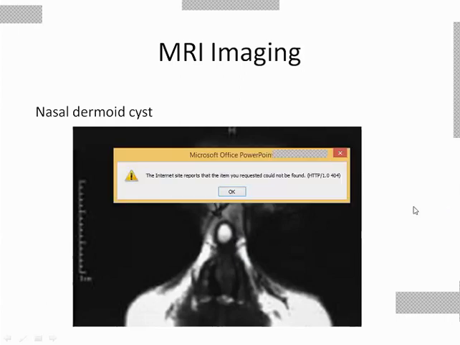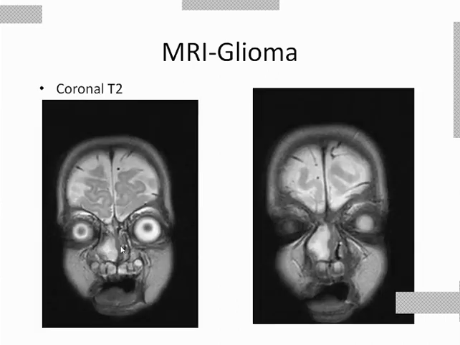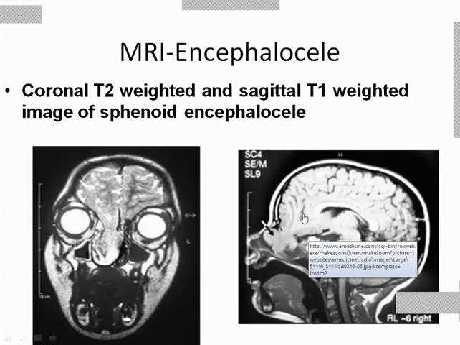If you take sagittal T1 sections, and then T2, you can see the hyperintensity. That means it is filled with CSF. Then nasal gliomas do not have any intracranial connectivity. Glioma has a variable intensity. This is also an encephalocele, which is having a connectivity.